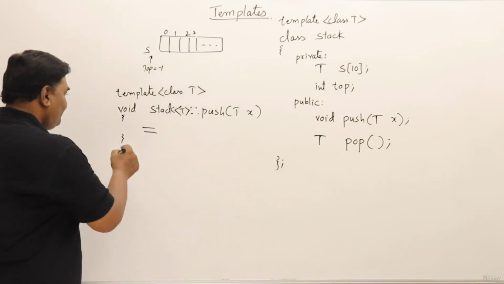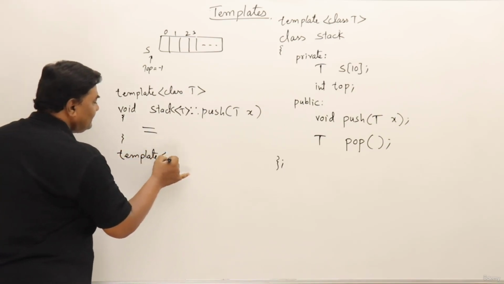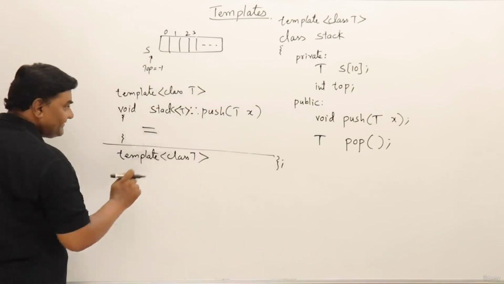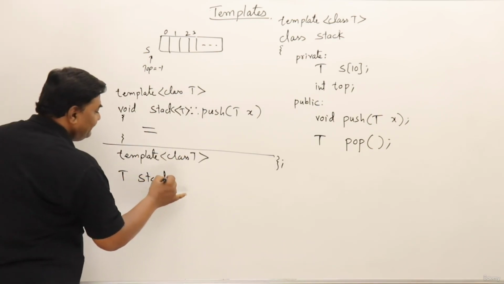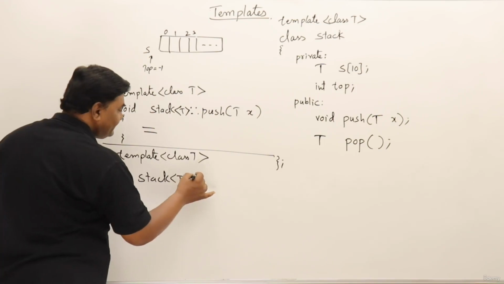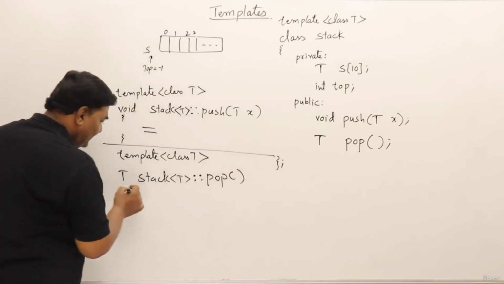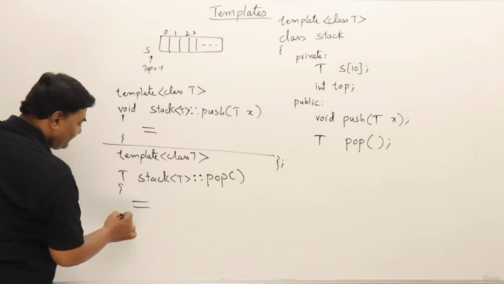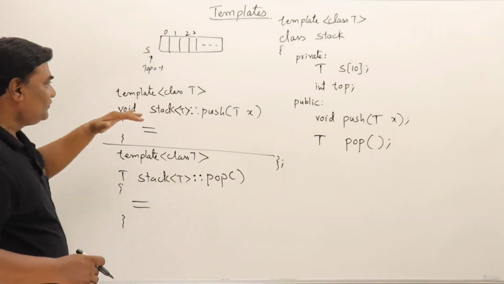Then I have to write the pop function. So for the pop function also say template class T. Its return type is T. Then say stack, and whenever you are using the class name you must pass a template parameter, and the function name is pop, and here you write the code for pop. That's it. So I have implemented both the functions.